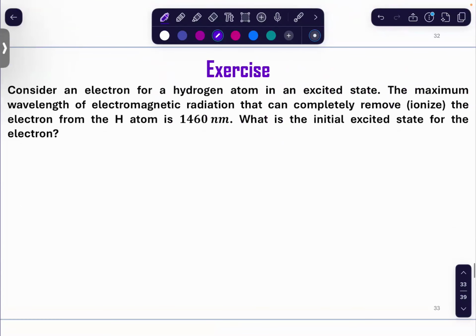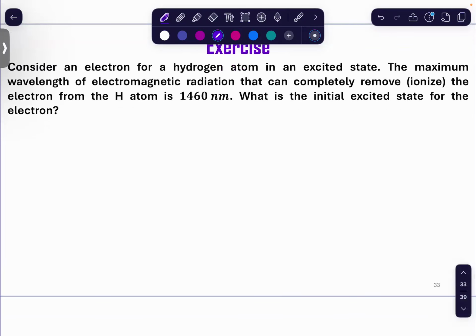So let's look at an exercise. Consider an electron for a hydrogen atom in an excited state. So that means it's at a higher level, higher value for n. The maximum wavelength of electromagnetic radiation that can completely remove the electron from hydrogen from that state is 1460 nanometers. What is the initial excited state for the electron? So how do you get from the state you're in to the electron being removed? Okay, this is going to bring in a concept of energy at infinity. So what is the state you were initially in?